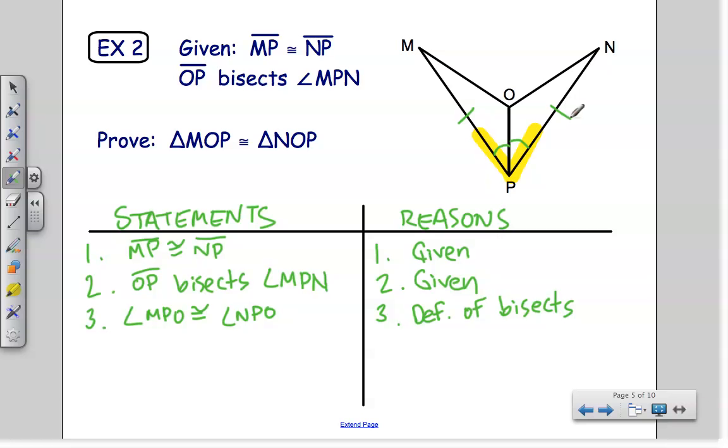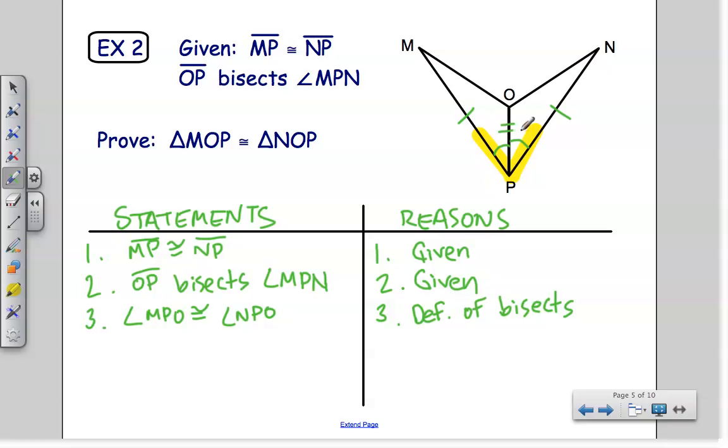Alright, I have some sides congruent. I have some angles congruent. Is there anything else in the picture that I can get because there was no other given? And hopefully you're noticing that the two triangles that you're talking about here share a side. They share this side OP.